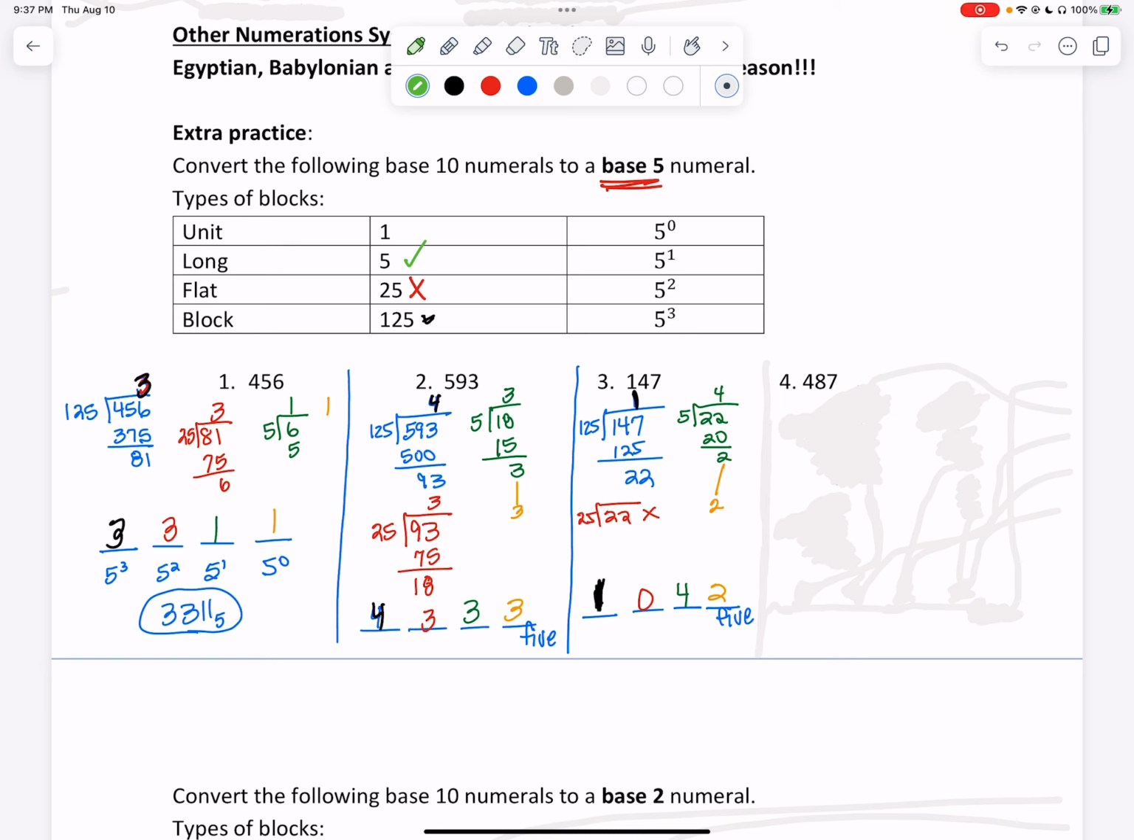Okay, last one, and then we'll stop this video and do one more. All right, so 487, once again, it's too big for 5 to the 4th. So we're going to divide by the largest number we got, which is 125. So we can divide, and let's see what we get.